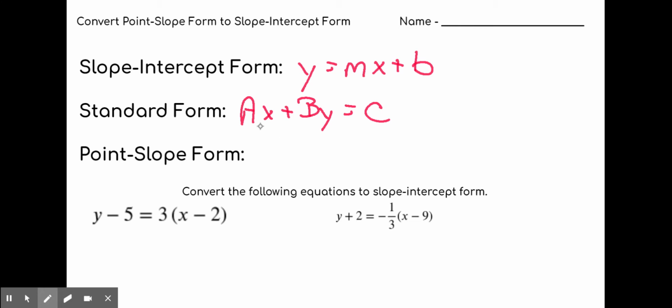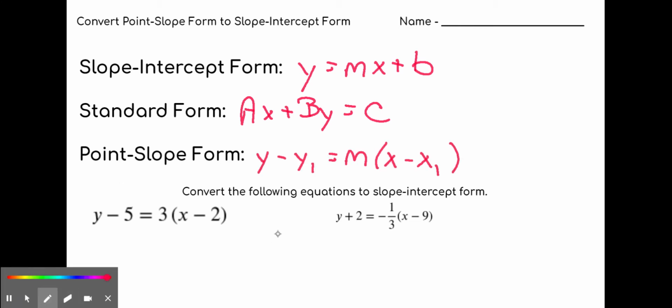Now finally, give me point slope form. What is the equation of a line in point slope form? Point slope form is y minus y1 equals m times x minus x1. It gives us the slope, just like slope-intercept form, but it gives us a specific point on the line that might not be the y-intercept. Now, we have converted from standard form to slope-intercept form. Today, we're going to learn how to convert from point slope form to slope-intercept form.